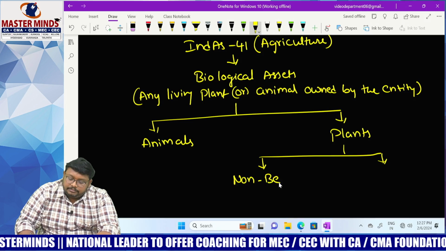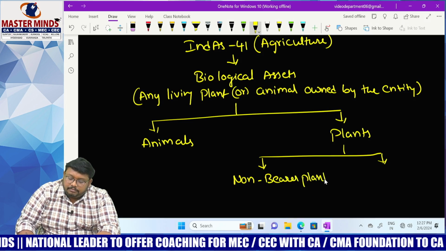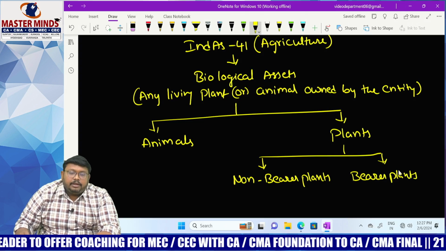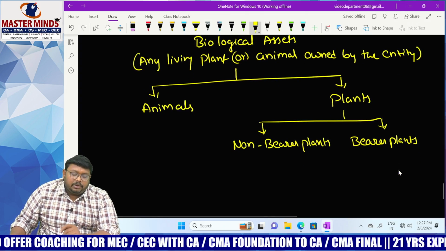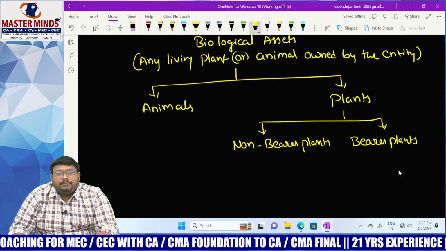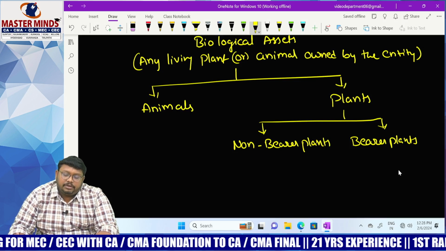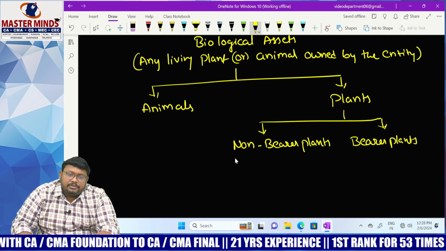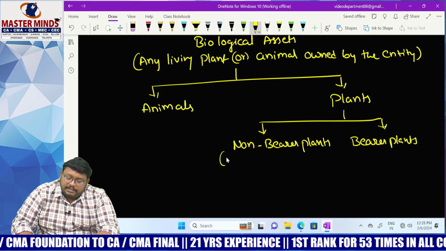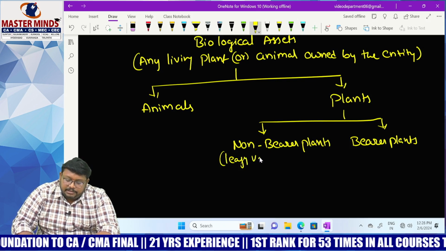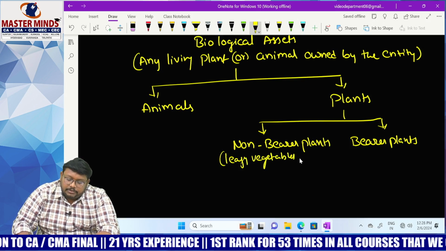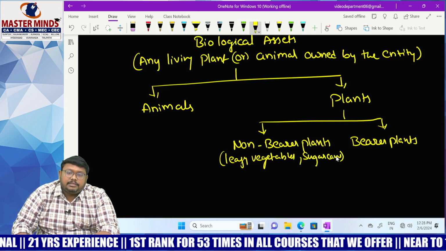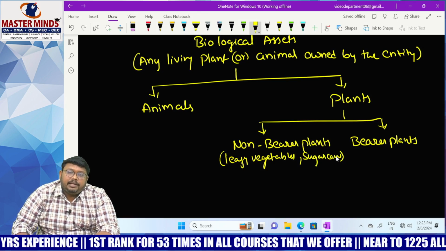In the plants also, we have two kinds: non-bearer plants and bearer plants. Non-bearer plants are those that do not bear fruits. For example, leafy vegetables. Do we get any fruits from leafy vegetables? No. So examples you can write: leafy vegetables or sugarcane. These are all non-bearer plants. There is no fruit on them.